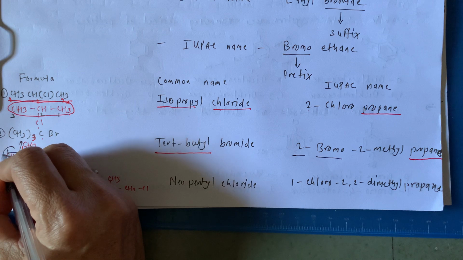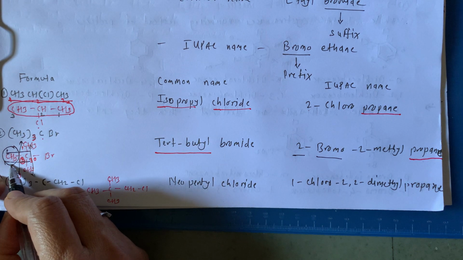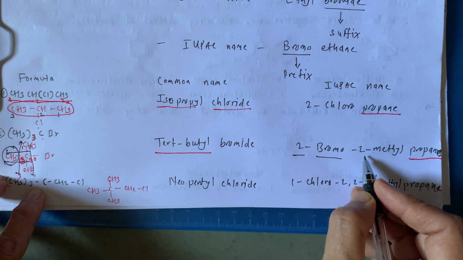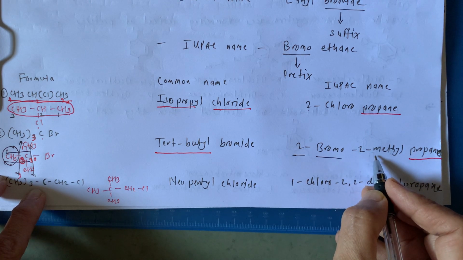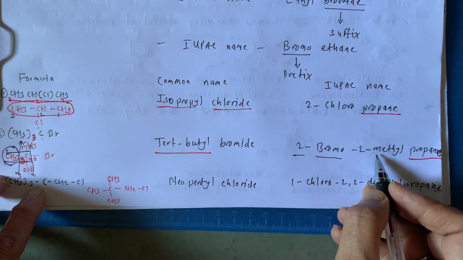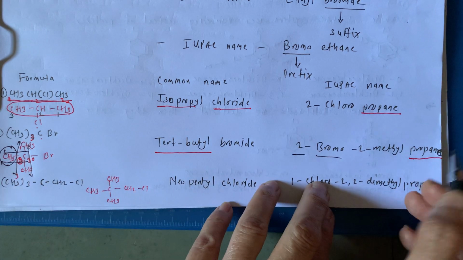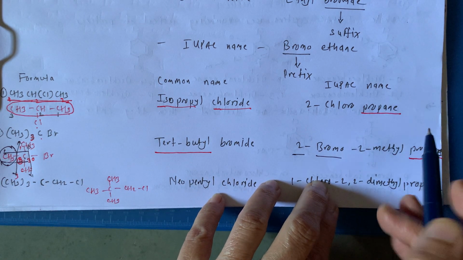And on this 2-bromo, what is there? There is one branch. What is that branch? That branch is our methyl group. So the next preference is to the branch. First preference is to the functional group, second preference to the branch. This is again on the second carbon atom. So here this is 2-methyl.